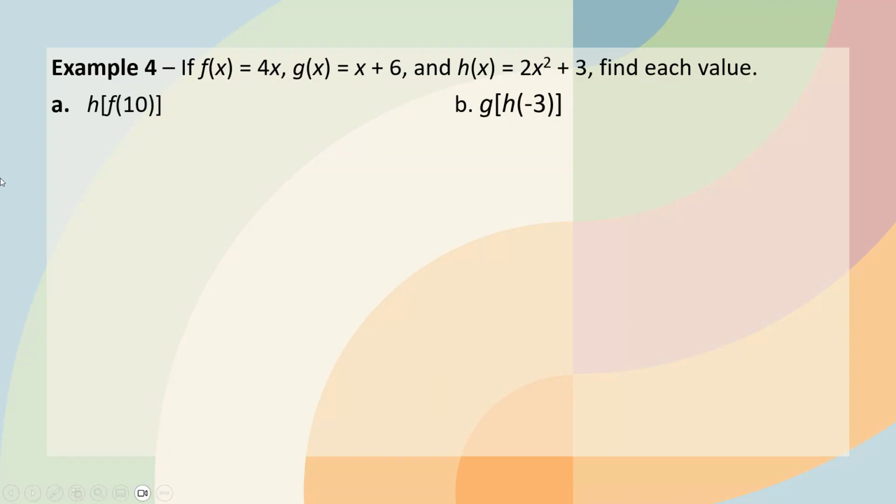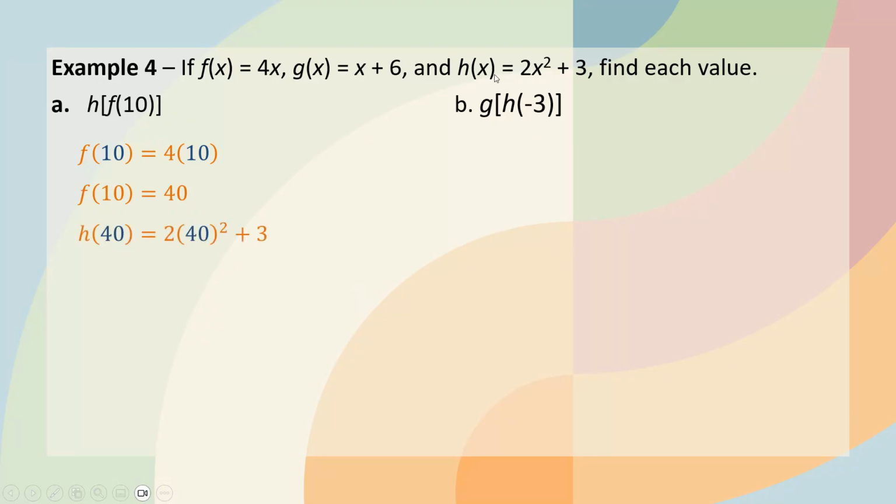Another type of composition of functions, so this time it's h of f of 10. So you want to start with evaluating f of 10 first. You start on the inside, kind of like order of operations, you do the innermost first. So let's find f of 10. I'm going to go to the f function, defined above here, and replace x with 10. So y equals 4 times 10, which is 40. Now the output of 40 becomes the input into h. So now we'll find h of 40.